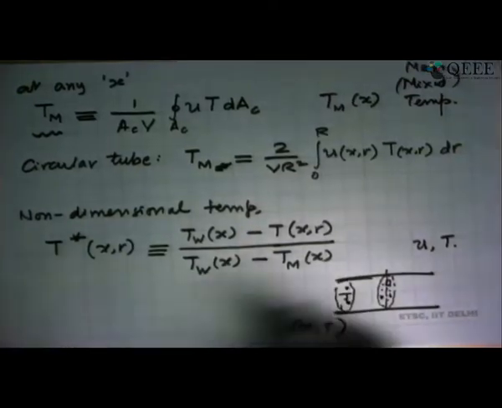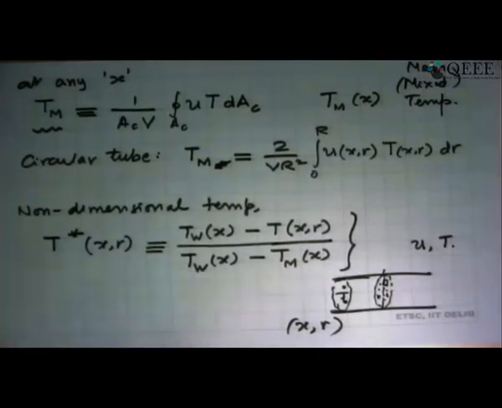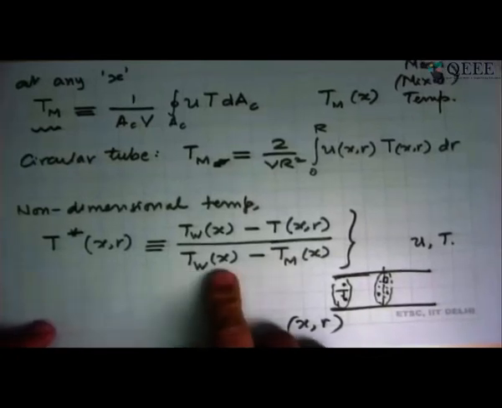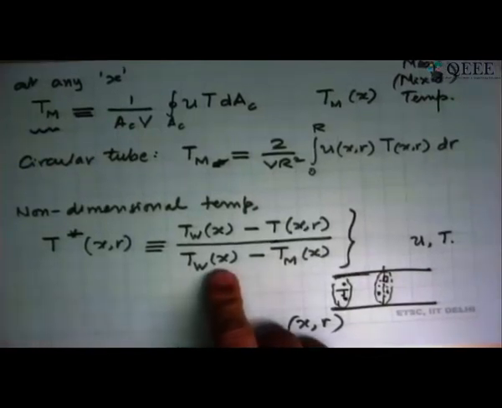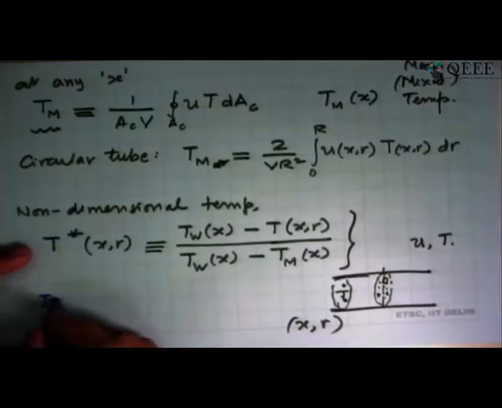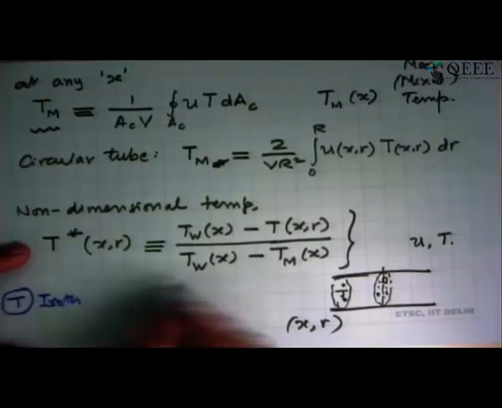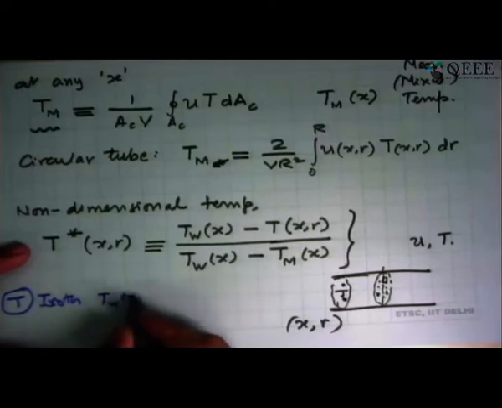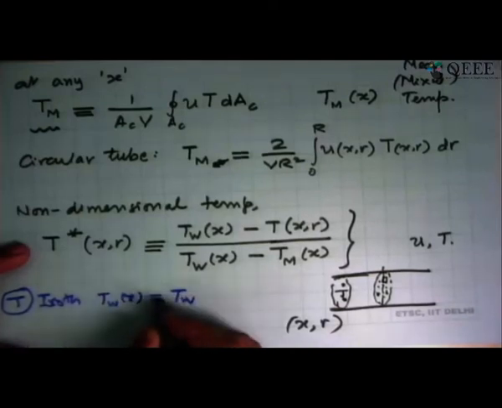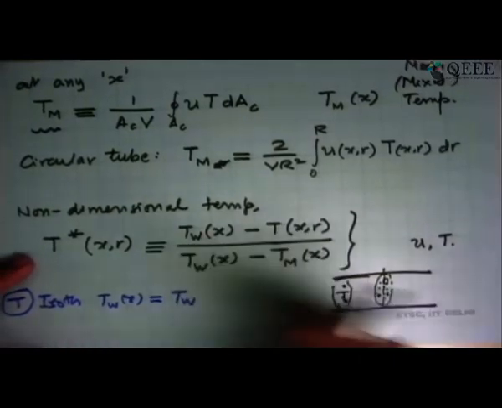So this is an important definition of non-dimensional temperature for an internal flow. Now look at this expression. Something striking comes out. Why is Tw a function of x? That will happen if it is not an isothermal wall. If it is a constant temperature case, then everywhere Tw(x) is no longer a function of x and it is a constant Tw. So this becomes a constant.